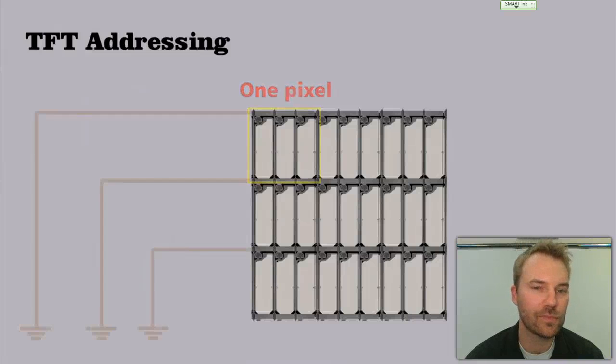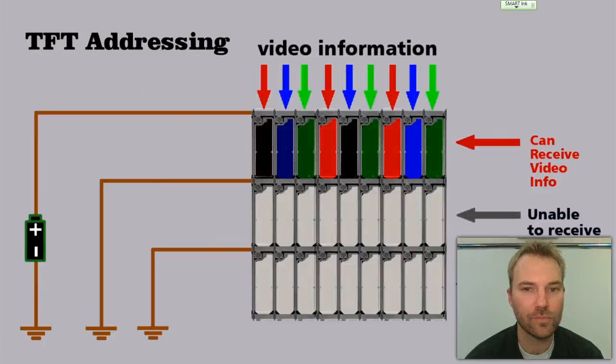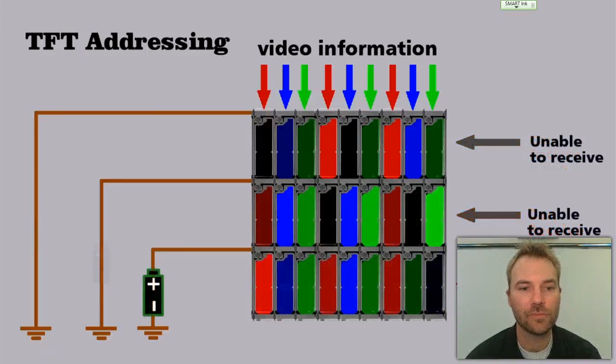By applying a voltage to a specific row while keeping the other rows grounded, we allow each subpixel in that row to receive video data coming from the top of the screen. Only one row can receive information at a time, but the speed with which this happens for each row is so fast that your brain blends it into a fluid image.